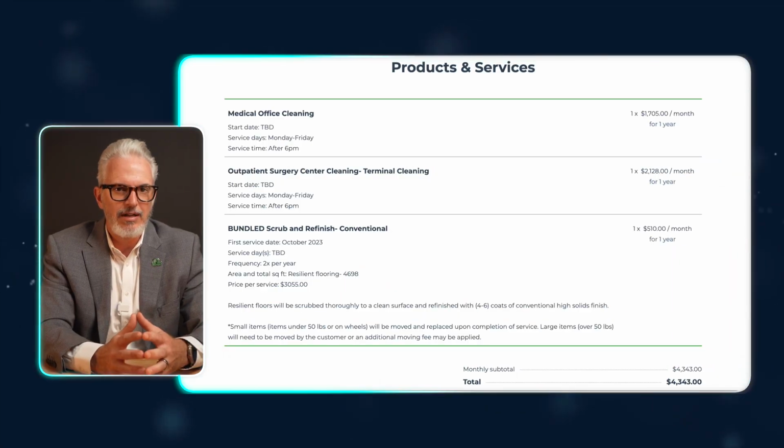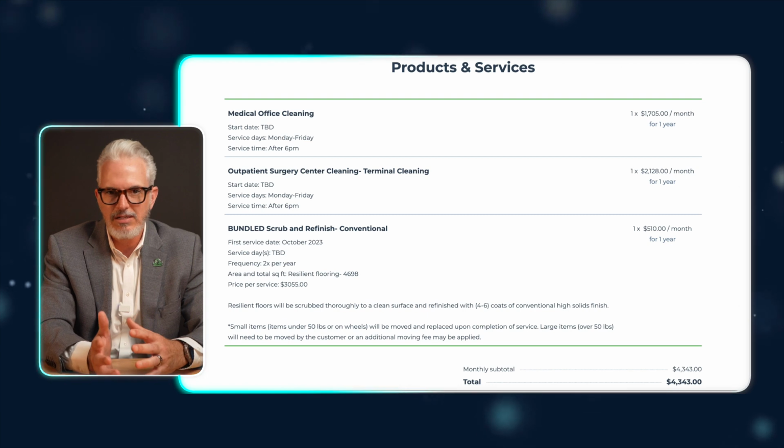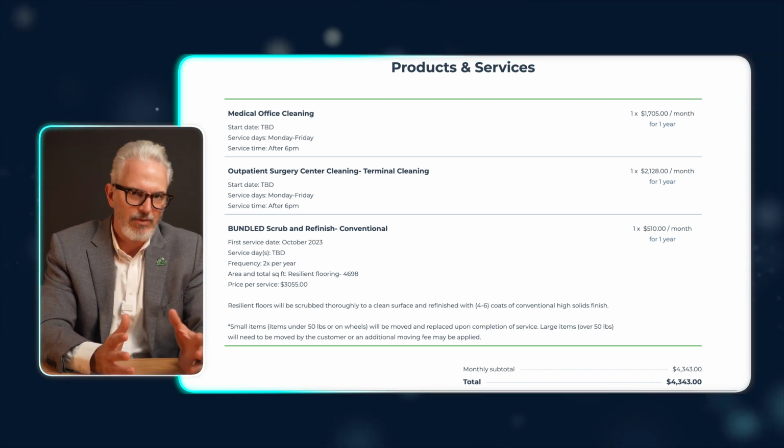Well, how will a proposal look then when you present it? Let's take a look. As you can see in this example, I created 2 line items so the prospect can easily see and understand what they are paying for.